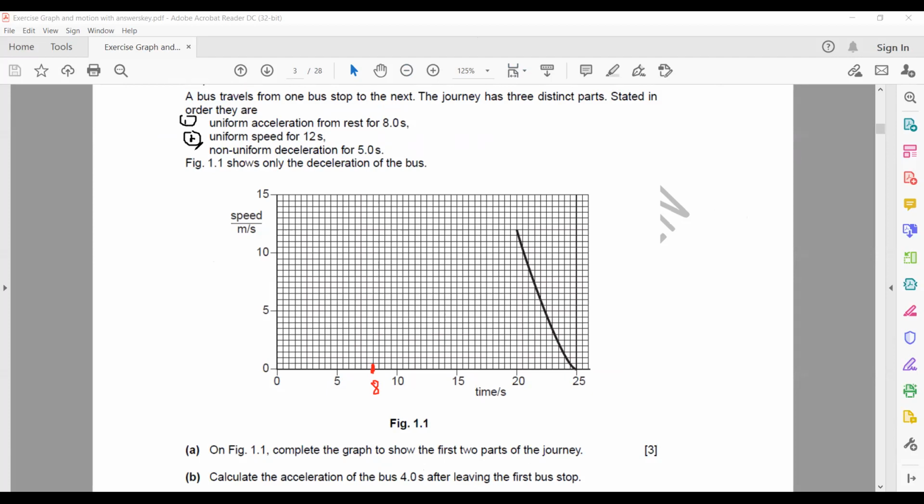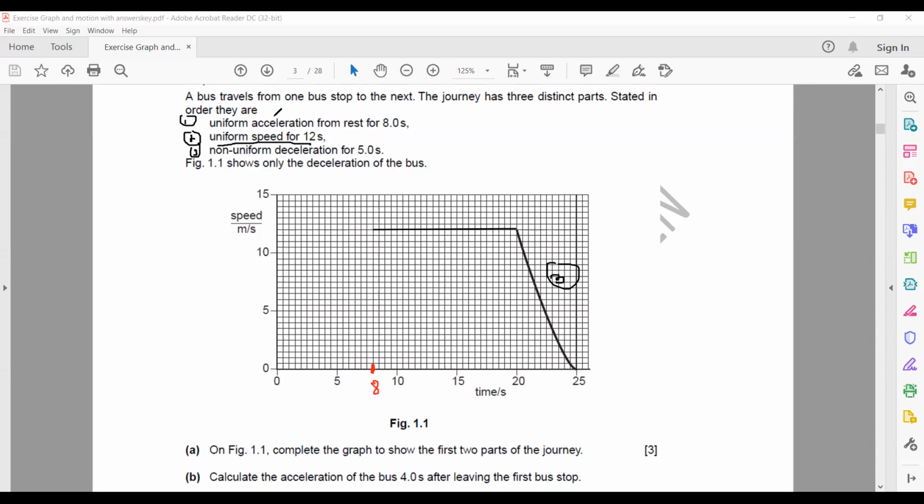the third part is already done. This is the third part which they already completed for us. We have to complete the first two parts. They already mentioned in the second part, it was moving with a uniform speed. Uniform means constant speed. So after 8 seconds, it moved with a constant speed till 20 seconds. So it means it will be a horizontal line from 8 seconds to 20 seconds, which shows that it is a constant speed.